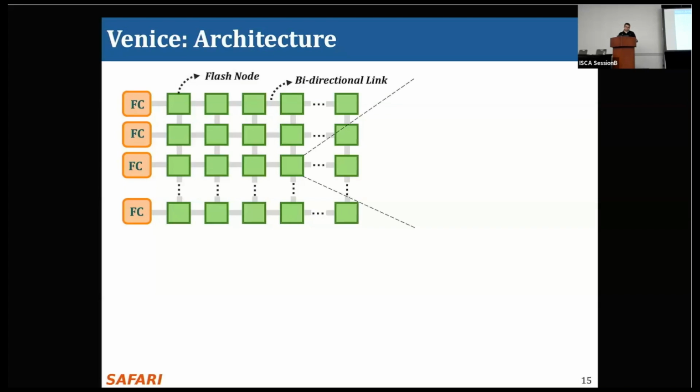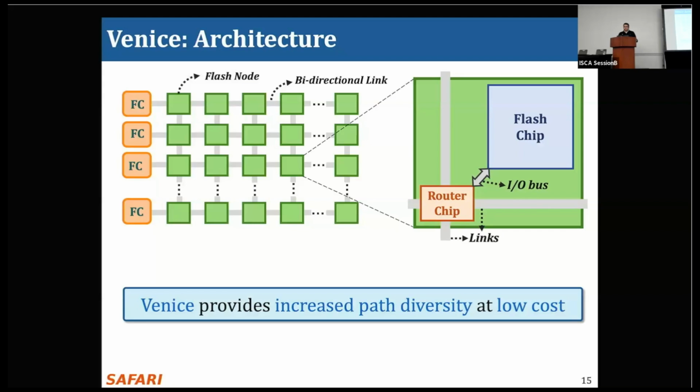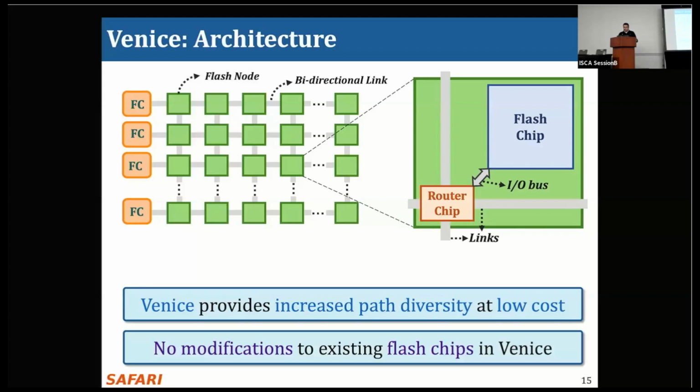And if we see the structure of a flash node, we have a commodity flash chip and a router chip placed next to the flash chip. The bidirectional links are directly connected to the router chip, and the flash chip and the router chip communicate with each other using the typical I/O data pins. Now, Venice provides increased path diversity at low cost, and existing flash chips do not require any modifications in Venice.